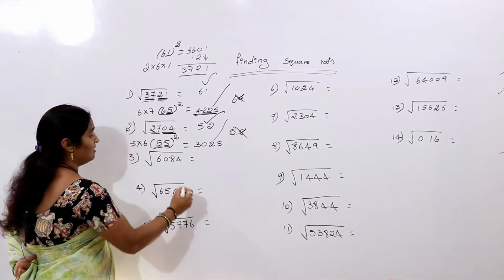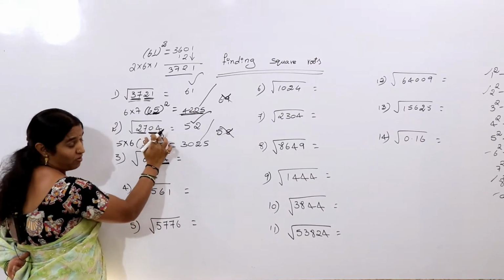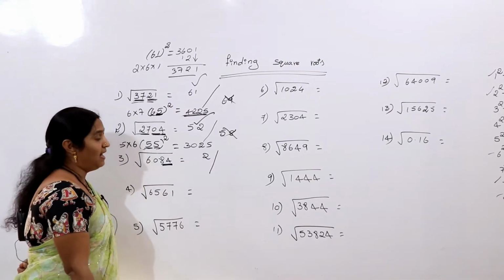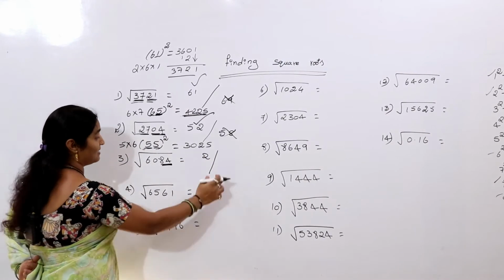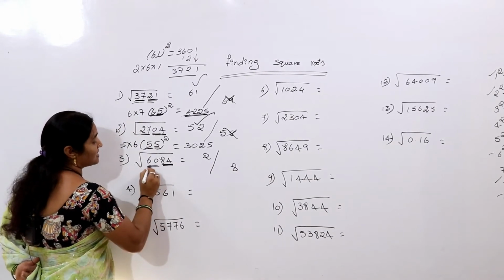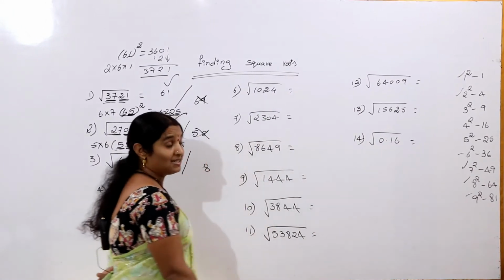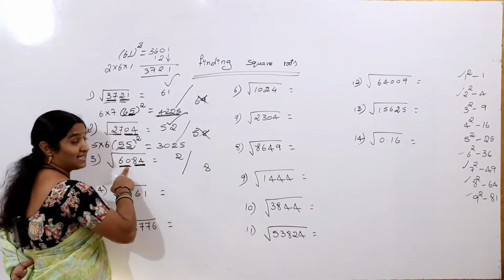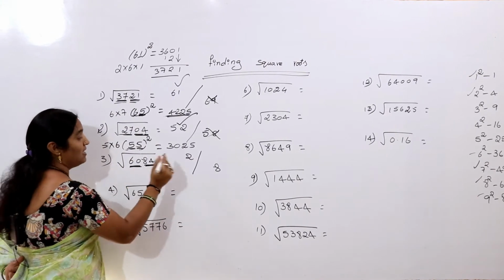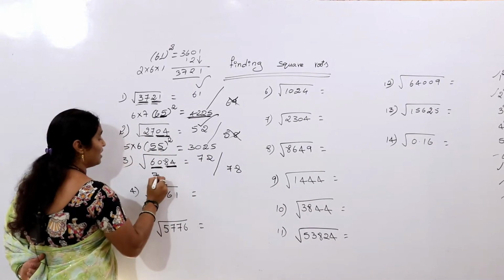Now let us take the next number, with the last two digits 84. Ending with 4 means the last digit must be 2 or 8. 2 square is 4, 8 square is 64. 60 is nearest to the square number of 7. Why? Because 8 square is 64, but here 64 is not there. Hence we have to take the smaller number always. So 72 or 78.